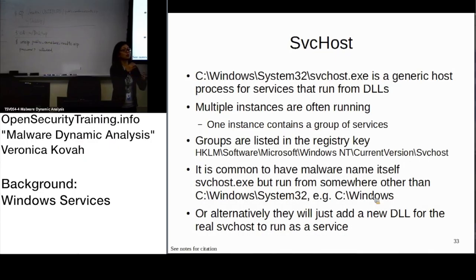Because it runs as a group, one SVCHost process runs one group of the services. As you mentioned, there are multiple groups, so there is one SVCHost process instance per group. That's a good question, because we are actually going to look at it in the VM, so it's going to be very clear.